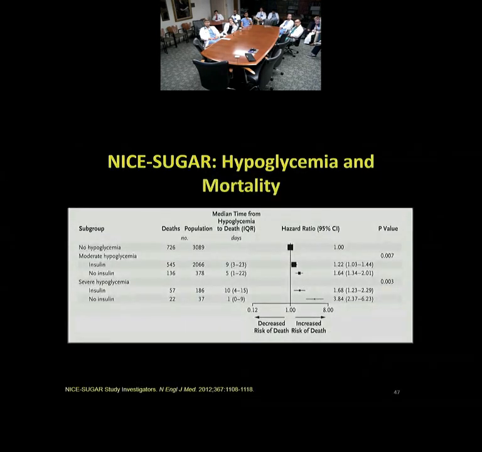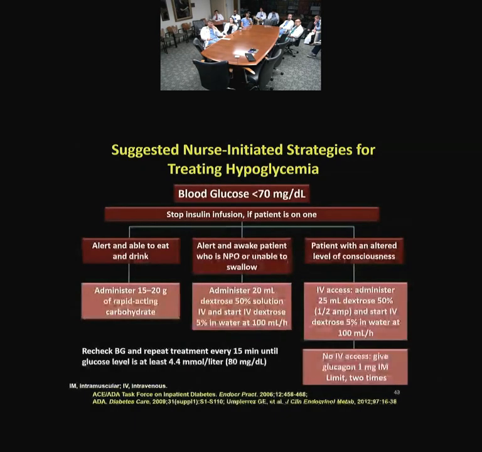And again, the NICE-SUGAR study was published in the New England Journal of Medicine in 2012 and showed that severe hypoglycemia was associated with a significant increase in mortality. So if you get called for a blood sugar less than 70 and the patient is on IV insulin, you stop it. And if patients, for some reason, but this will happen mostly in the ICU, for example, we can control the blood sugar. They're not in DKA, but sometimes it's impractical to give any other kind of insulin.